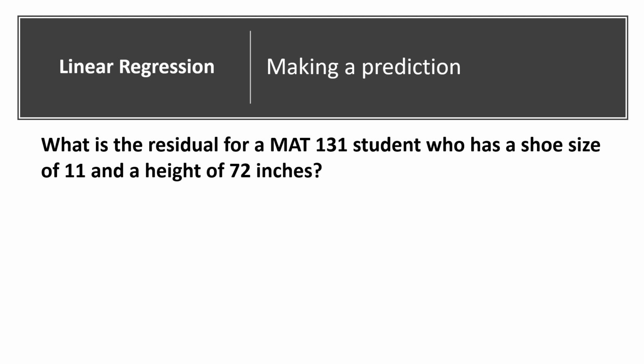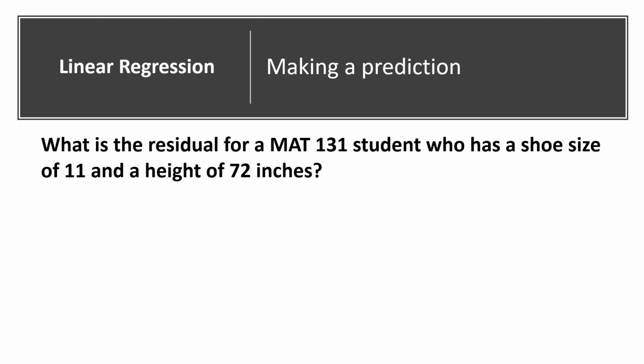What is the residual for a 131 student who has a shoe size of 11 and a height of 72 inches? In order to compute the residual, we need to know three things. Number one, what is the value of the independent variable? Number two, what is the value for the dependent variable? And number three, what is the predicted value of the dependent variable using the value of the independent? So for this example, the shoe size of 11 is the value of our independent variable. This student has a height of 72 inches. That is the actual value of the dependent variable.